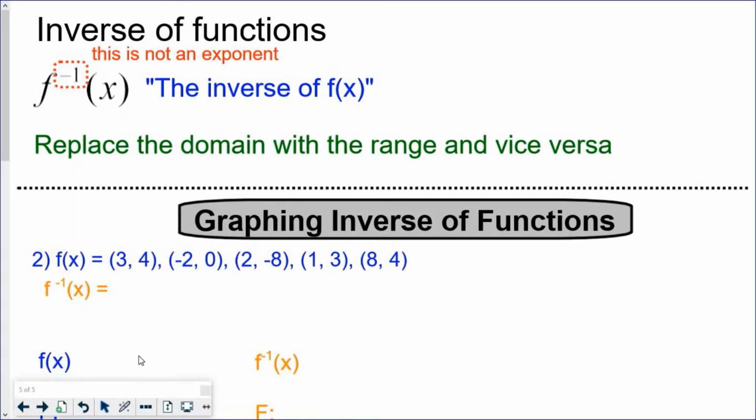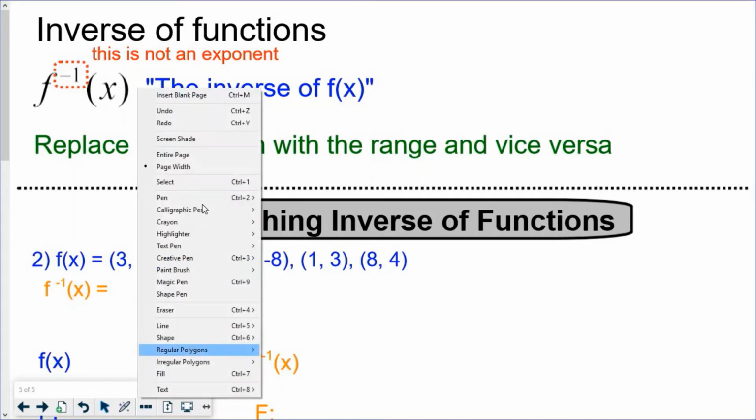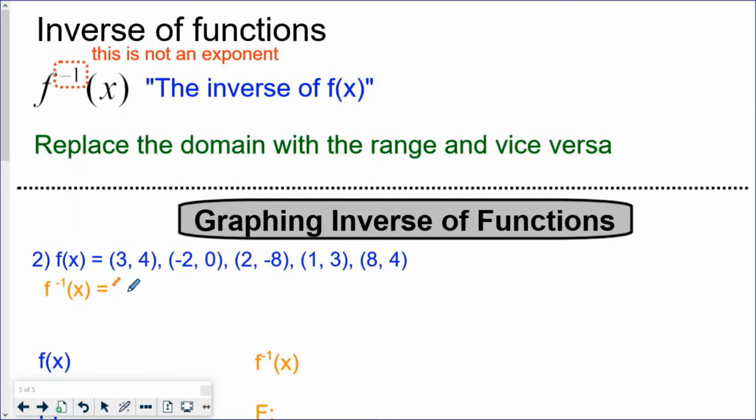And it's such a simple concept. Basically, if I replace the domain with the range and the range with the domain, and I started with this function you see here, then the inverse of this function would be (4, 3), (0, -2), (-8, 2), (3, 1), and (4, 8).